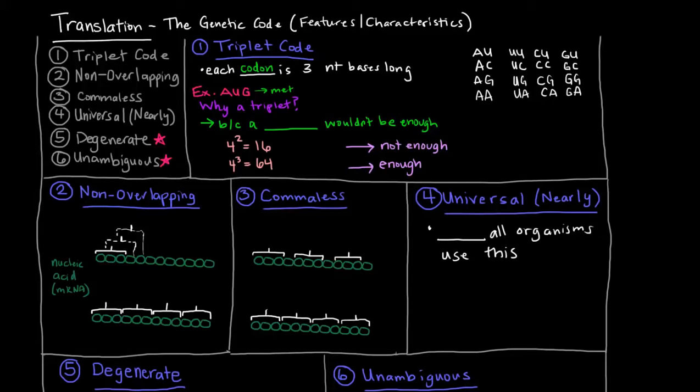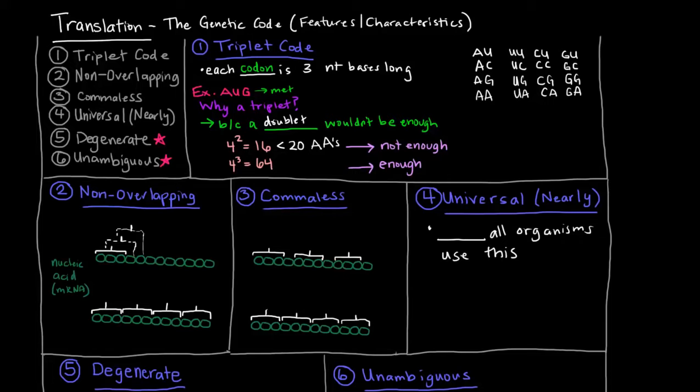Now, why does it need to be a triplet? Well, because a doublet wouldn't be enough. If we had combinations of just 2 nucleotide bases at a time, we would have 16 total possible combinations, and I've actually written them all out here. Now 16 is less than 20. Well, why does that matter, right? Who cares? Where did that 20 come from? The 20 is the idea that we have 20 amino acids.